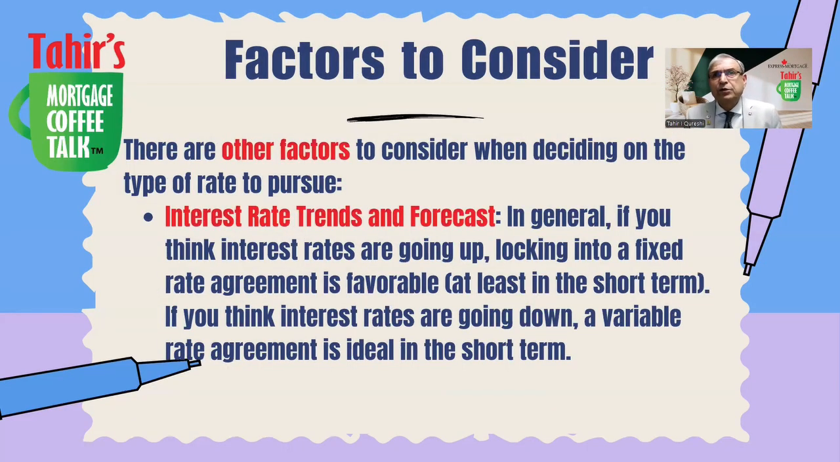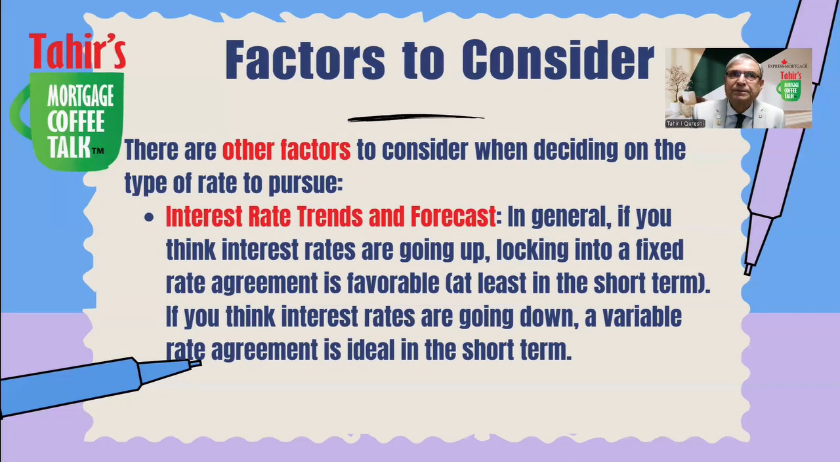There are other factors to consider when deciding on the type of rate to pursue. Interest rate trends and forecasts. In general, if you think interest rates are going up, look into a fixed rate agreement, at least in the short term. If you think interest rates are going down, a variable rate agreement is ideal in the short term. So this is the trend you have to watch. Going up or going down, and then you determine.